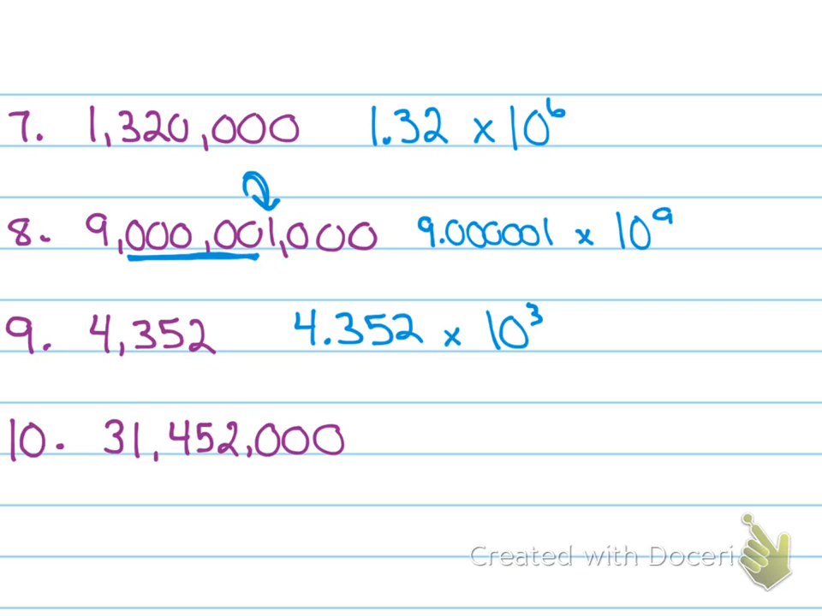So what about number 10? Gavin? It's 3.1452 times 10 to the 7th power. Perfect. 10 to the 7th power. Who got all 4? Anybody get all 4? All right, good job, guys. Any questions on writing a number in scientific notation?